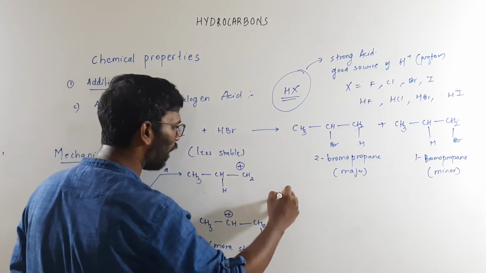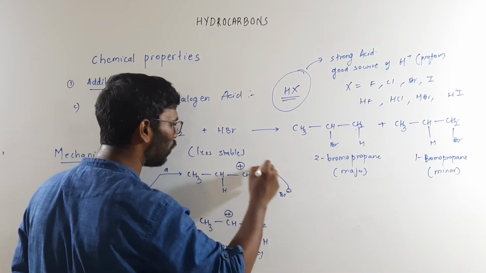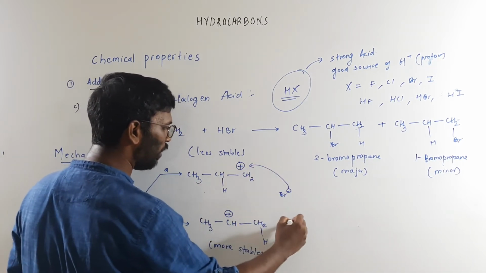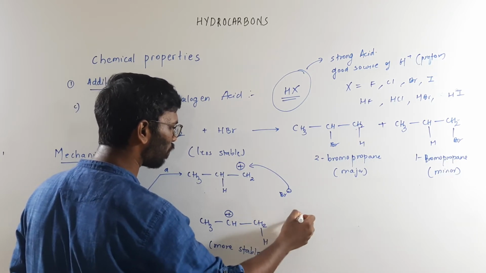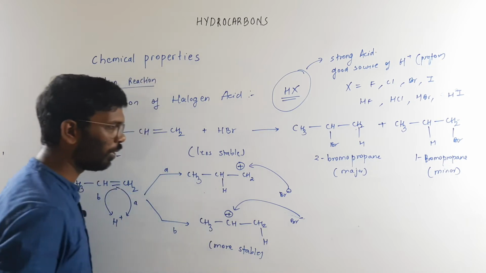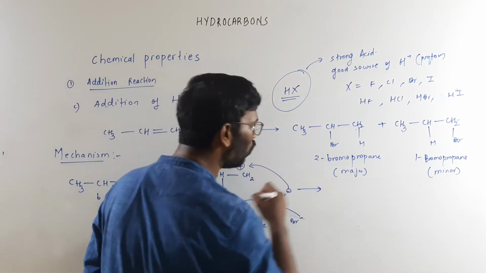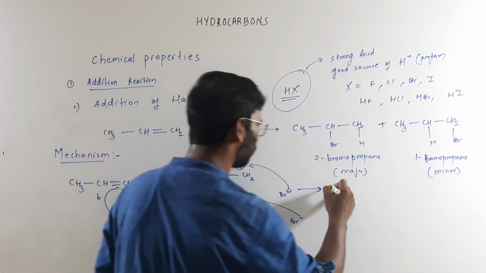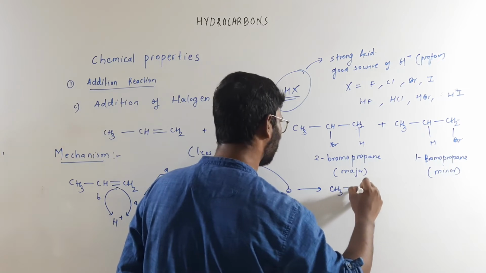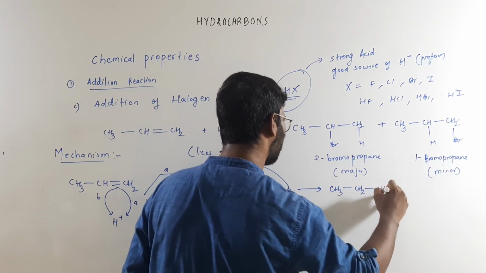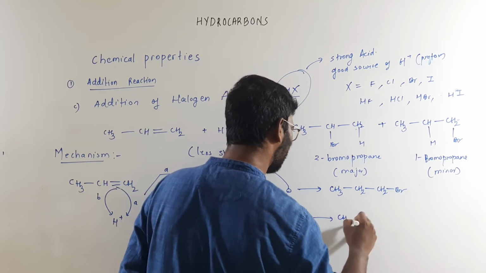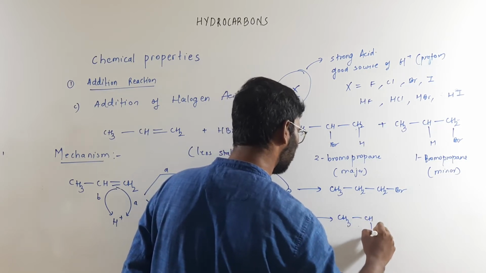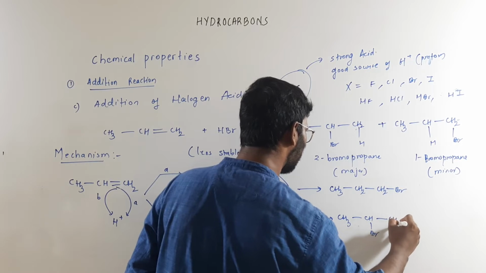And Br minus is going to attack from here, and here the Br minus is also going to attack, and it is going to attack over here. So finally we are getting two products, CH3CH2CH2Br and CH3CHBrCH3.